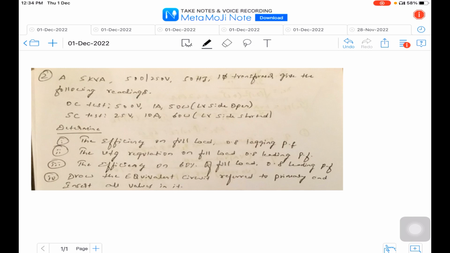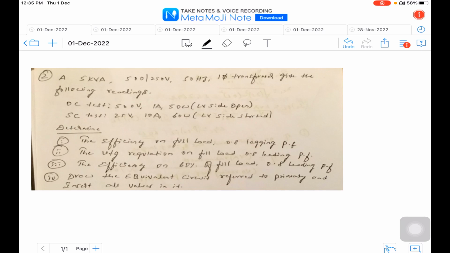The OC test gives 500 volts, 1 amp, 50 watts, and LV side open. And short circuit test, 25 volts, 10 amps, 60 watts, LV side shorted. We need to determine the first parameter, the efficiency on full load 0.8 lagging power factor. Second, the voltage regulation on full load 0.8 leading power factor. The third, the efficiency on 60% of full load 0.8 leading power factor.